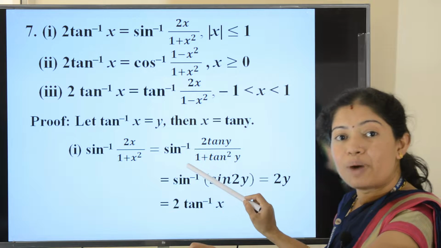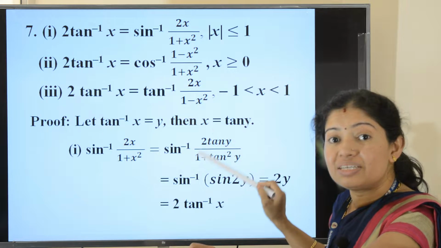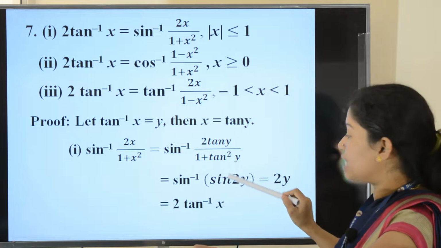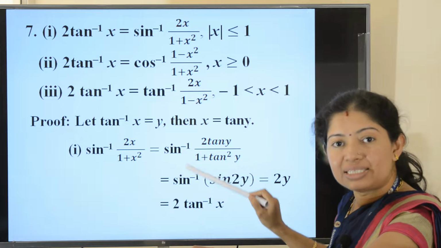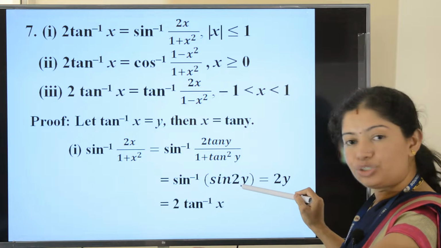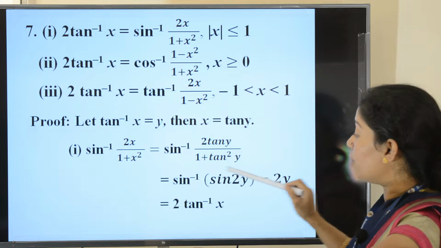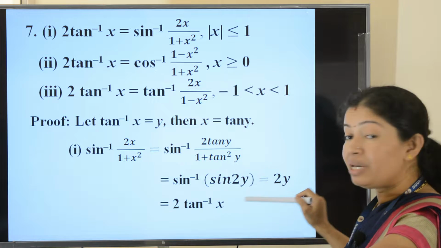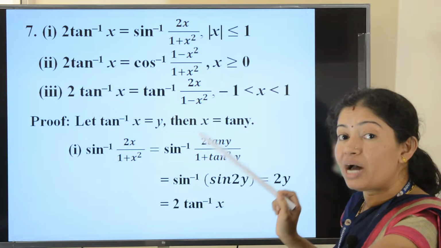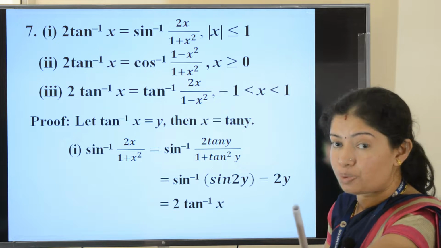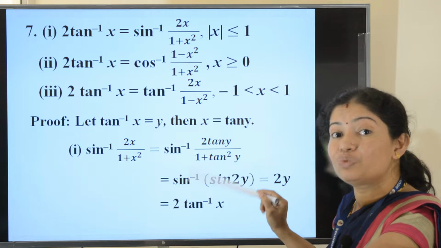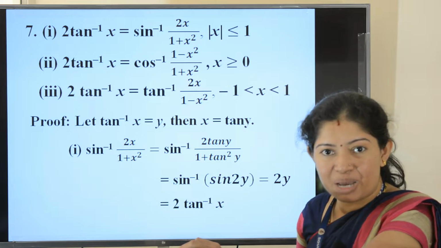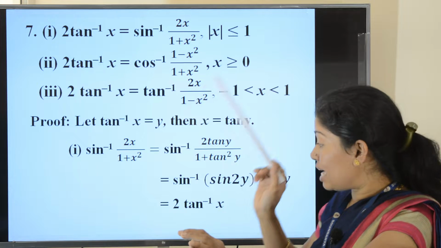2 tan y divided by 1 plus tan square y. This is the formula of sine 2y. So we can replace this as sine 2y. This one you write as it is. So it is sine inverse of sine 2y, and this will become equal to 2y, provided this 2y should be between minus pi by 2 and pi by 2, that you have seen as the first property. Sine inverse of sine x will become x when x belongs to closed interval minus pi by 2 to pi by 2. Now keep that in your mind.